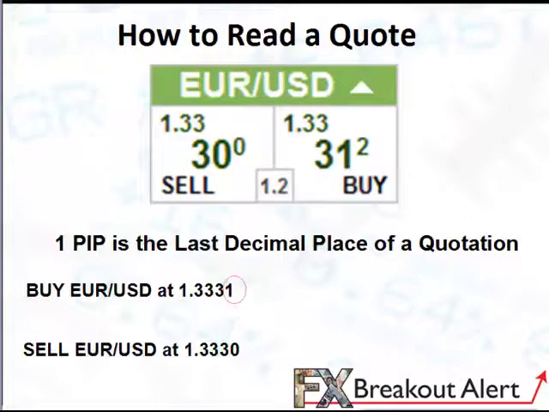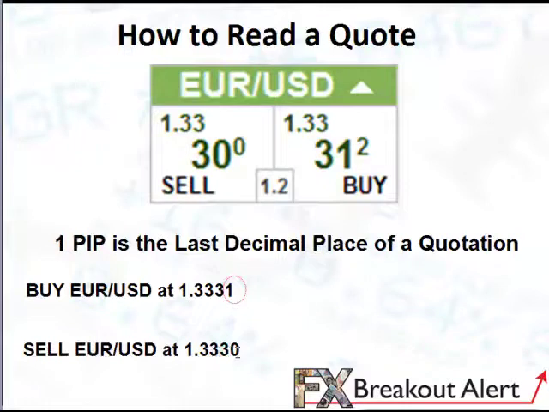Now let's take a look at a Forex quote. And this is actually a screenshot of one of the Forex brokers. And this is the euro pair. If I wanted to buy the euro against the US dollar, I'll just click buy and I'll buy the euro at 1.3331. And if I wanted to short the euro against the dollar, if I wanted to bet the euro would fall against the dollar, I'll just click sell and I would sell the euro at 1.3330.